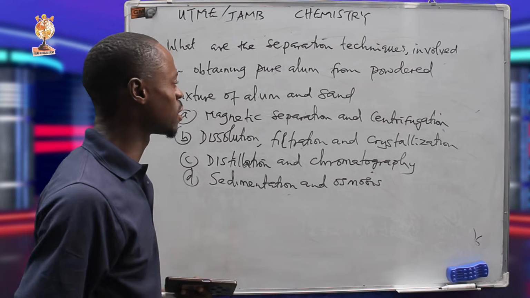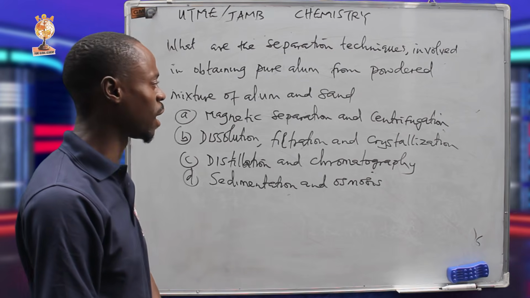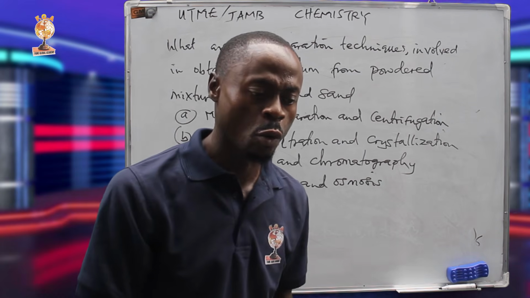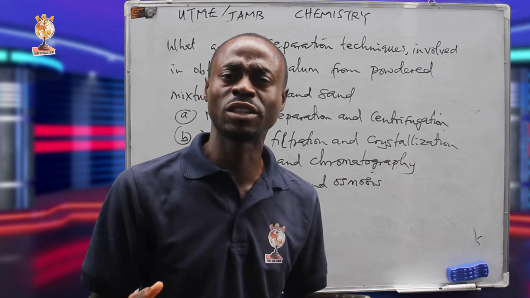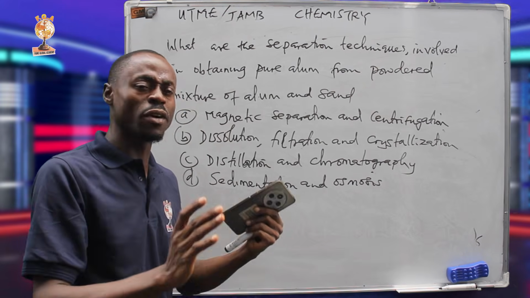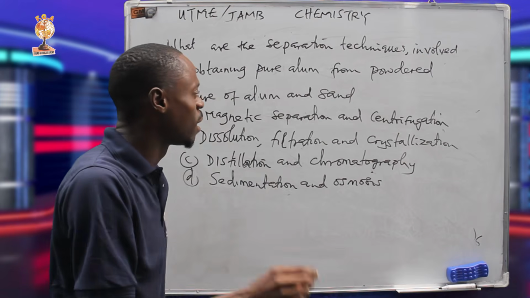So what they are saying is, if you have fine alum, that is alum that has been ground into fine powder, and you mix it up with sand, how do you separate it? What method of separation technique is the best method to separate this mixture? This is quite simple. Now this is alum already in the fine form, and this is sand.